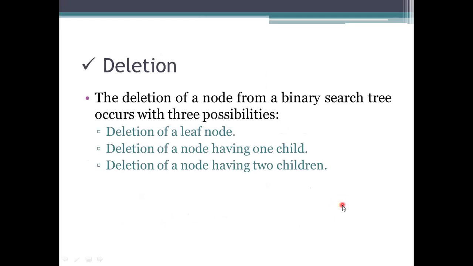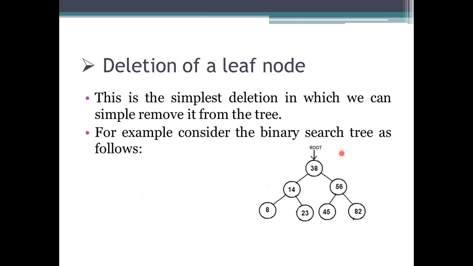And coming to the deletion, we are having 3 such processes. We can delete a leaf node directly. We can delete a node which is having 1 child. We can delete a node which is having 2 children. Deletion of the leaf node directly means we need to make the value null, meaning the parent's link to that value could be specified as null directly.